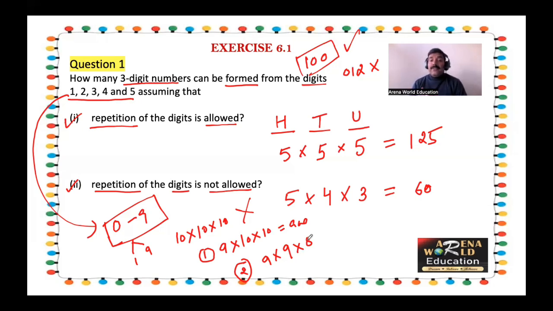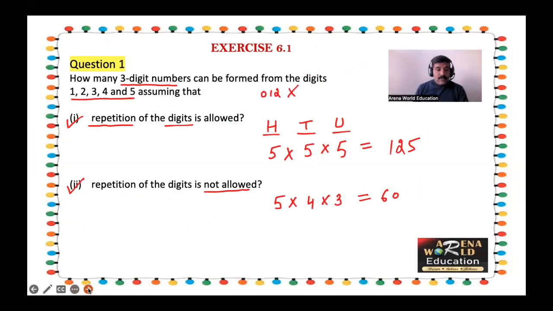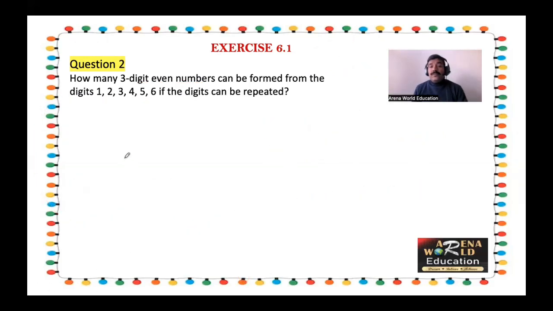Second part, if repetitions of the digit is not allowed and instead of these 5 digits, you have 0 to 9 complete digits, right? So I hope everybody is clear. So now let us move to question number 2. Here, how many 3-digit even numbers can be formed from the digits 1, 2, 3, 4, 5, and 6? If the digits can be repeated, means repetition is allowed.